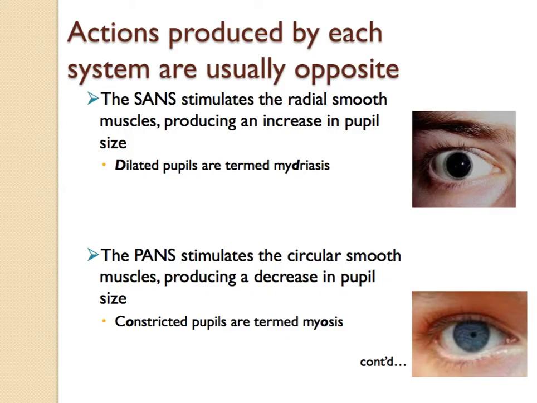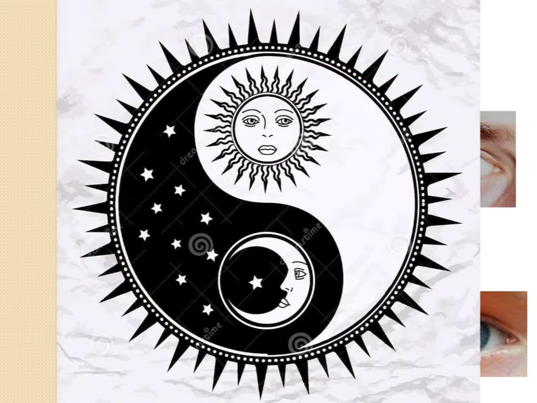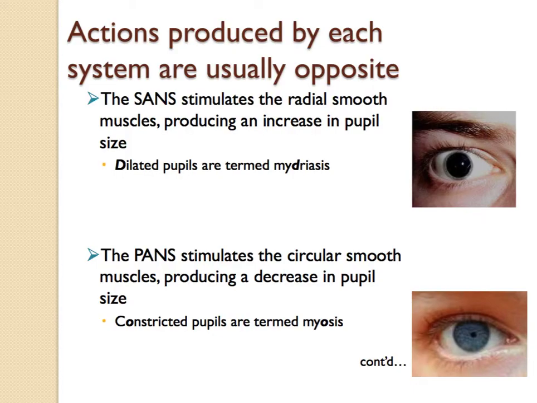Here's another example of the opposite responses in the eye, where the sympathetic system will cause dilation of pupils. Hey, I need to get more light in because I need to find out where that tiger is. And the parasympathetic system will produce more of a pinpoint pupil or miosis.